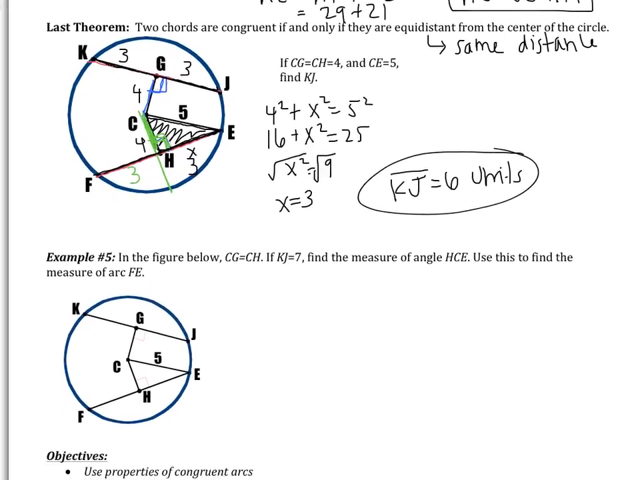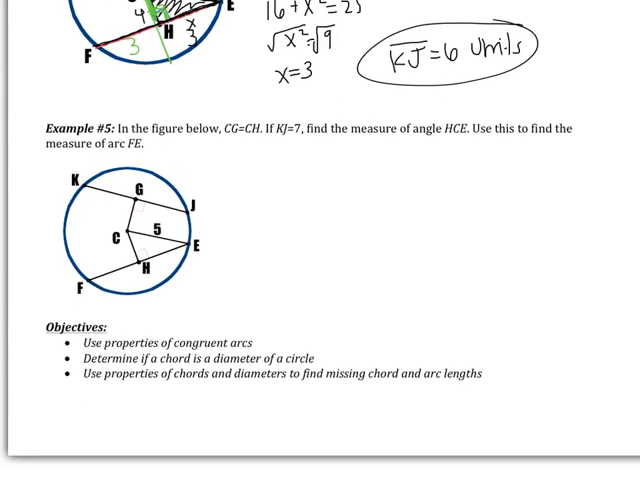Okay, moving to example 5. It says, in the figure below, CG is equal to CH. If KJ is 7, find the measure of angle HCE. Use this to find the measure of arc FE. Okay, this is a really tricky one. So I'm going to go through this one with you. Okay, so it says CG is congruent to CH. So CG and CH are congruent. It says KJ is 7. The first thing that it asks is for the measure of angle HCE. So it's really asking for this angle right here.